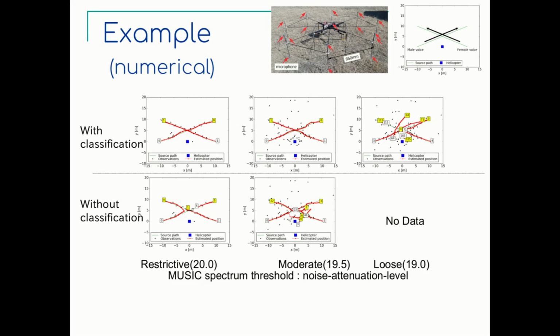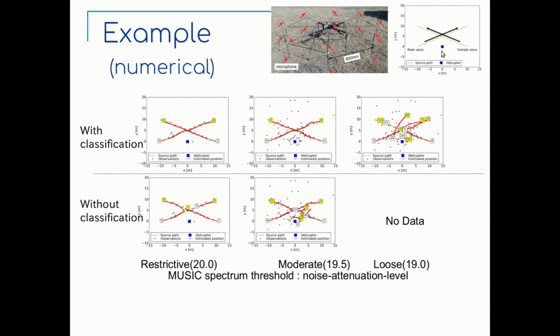The scenario tested for the evaluation was like this. There were two sources, male and female voices, and the male voice, the first one, moved from the bottom left corner to the top right corner along the straight line, like this, and the second, the female voice, moved from the bottom right corner to the top left corner instead, like this, and two sources crossing in the middle of those paths at here, just in front of the drone. The location of the drone shown by the blue square here.